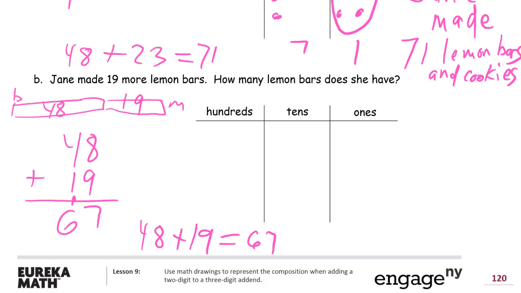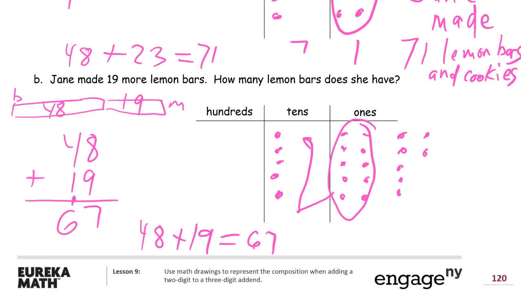So let's see, that's 48. That's 1, 2, 3, 4. And 8 ones, 1, 2, 3, 4, 5, 6, 7, 8. And 19 more is 1 more 10 and 9 more 1s. There's the 9 more. Bundle that 10. Oops, it's going to have to go up here. 6 tens, 7 ones, 67. Jane has 67 lemon bars.